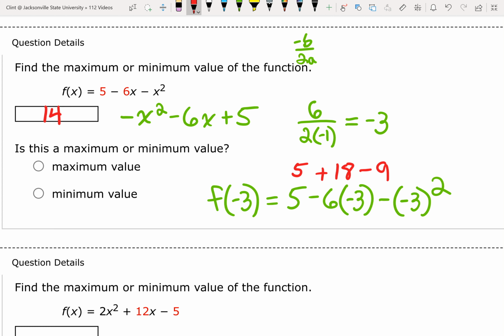Okay, and then is this a maximum, minimum? Well, our leading coefficient out here is negative, so this opens downward. So that means this is a maximum value. Okay, it's the maximum we can get out of our function.